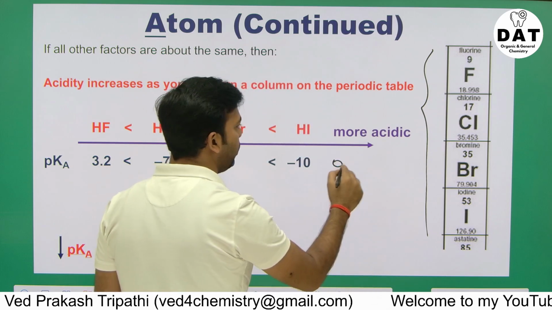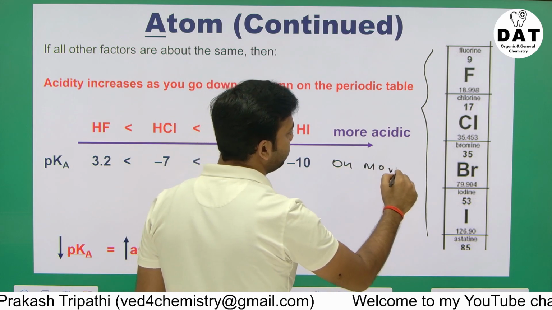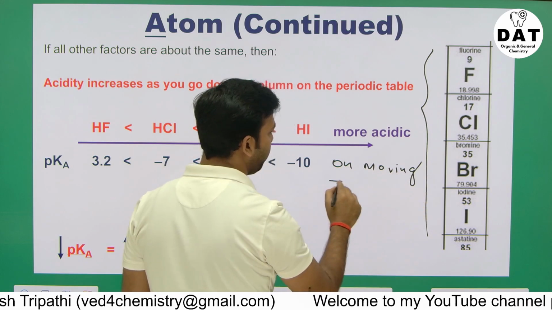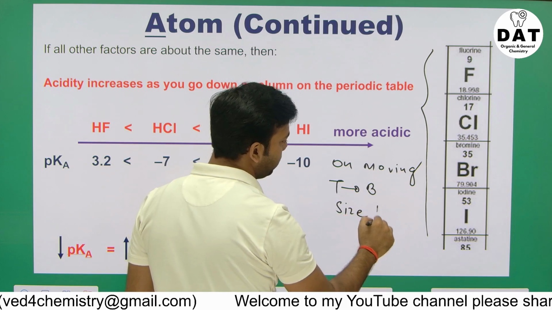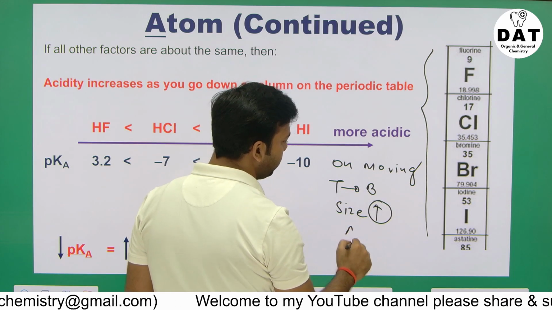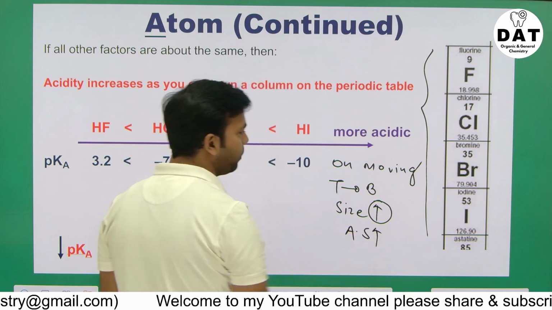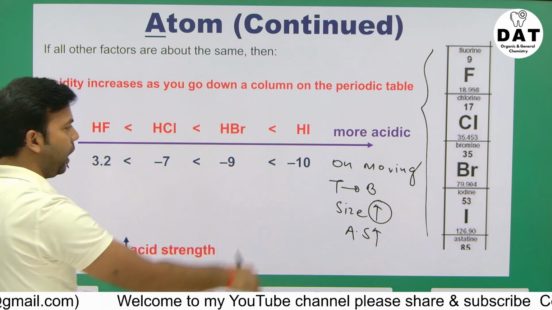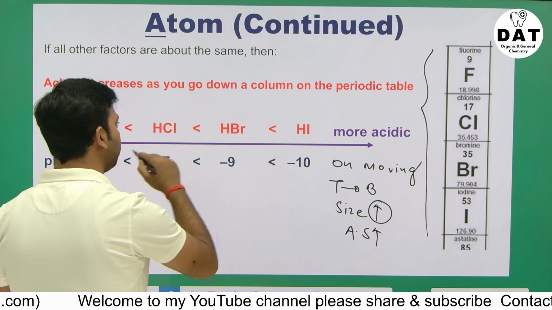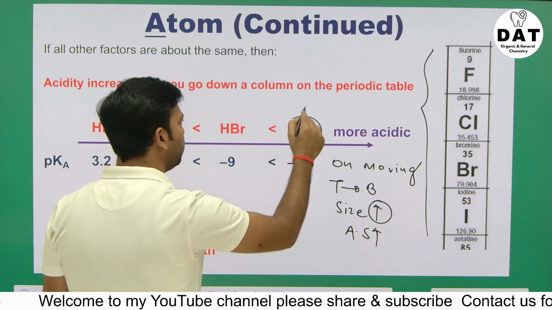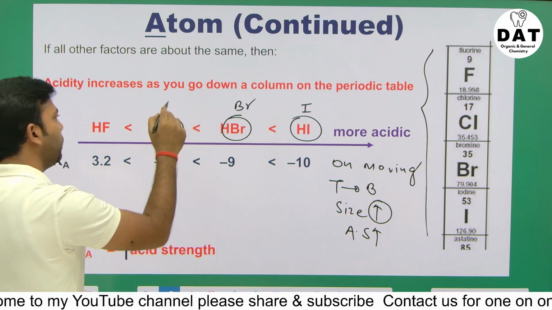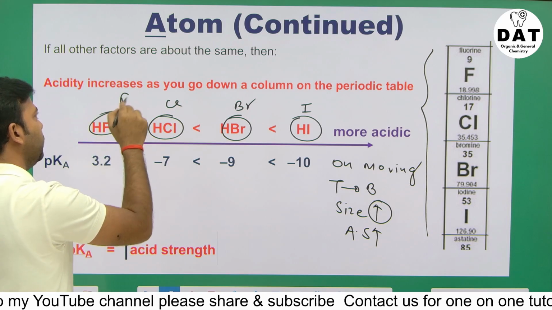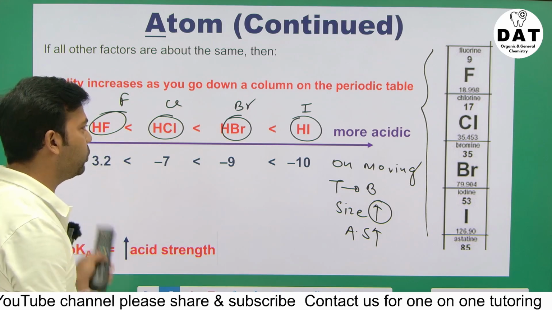We can say here, moving top to bottom, size increases and acidic strength also increases. So if you compare HI, HBr, HCl and HF, this is iodine, this is bromine, here chlorine, and here we have fluorine. So iodine has the biggest size, so that's why it is more acidic.